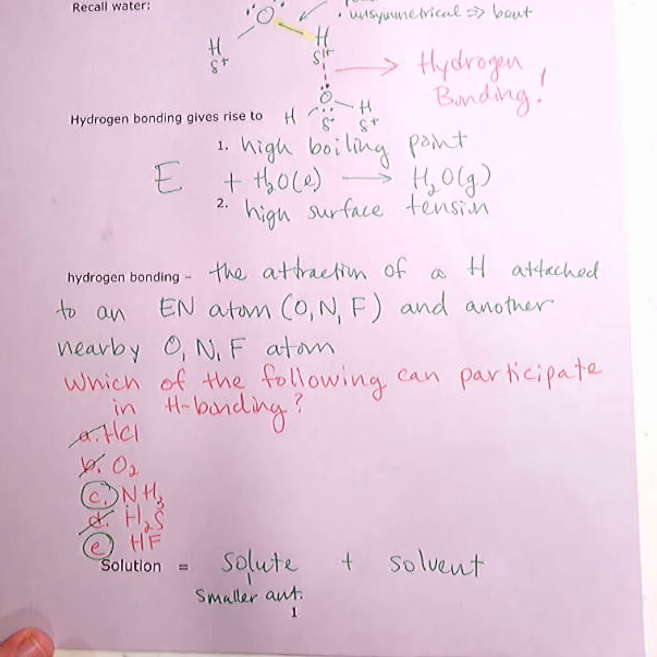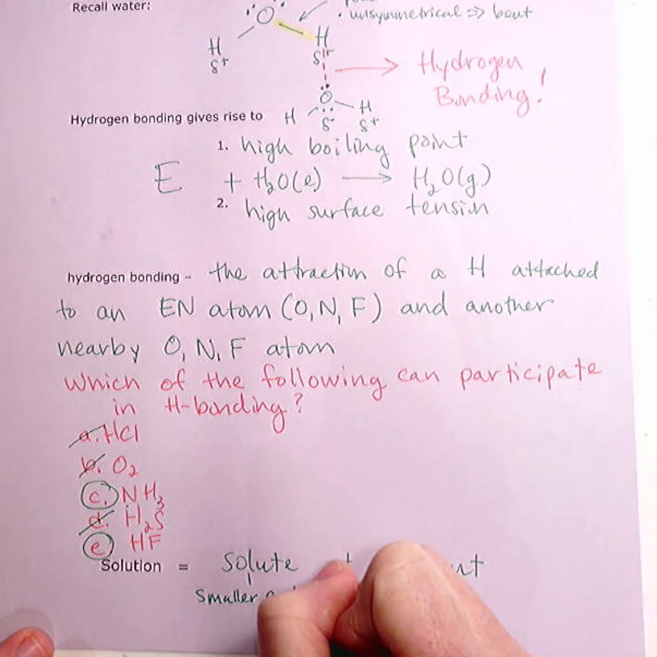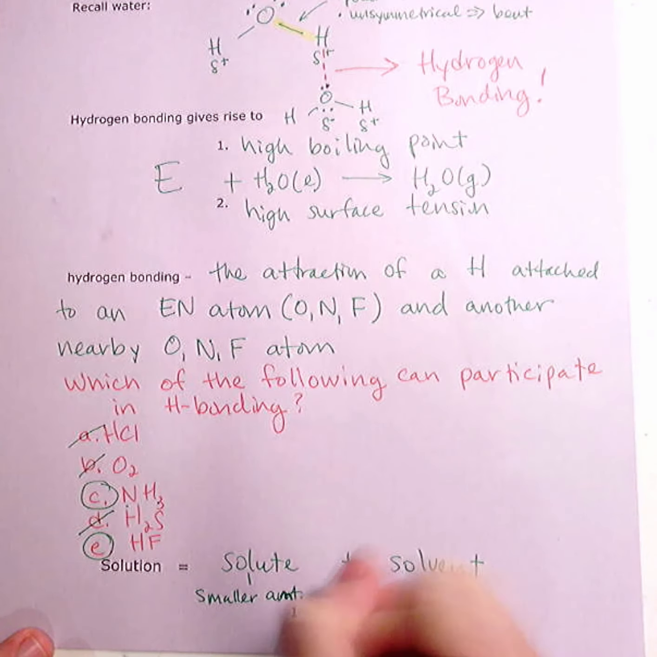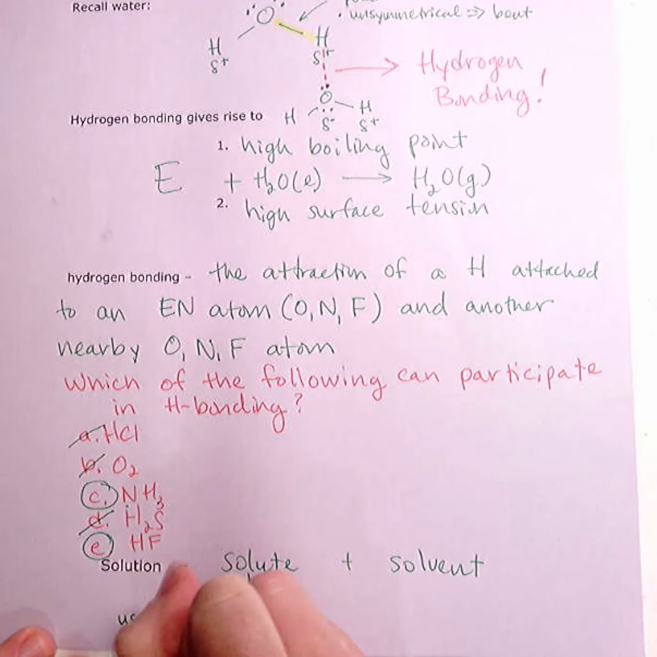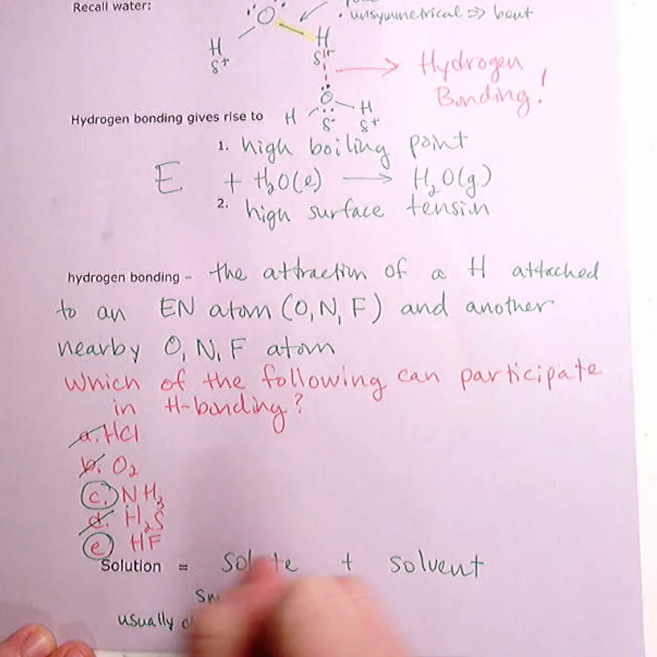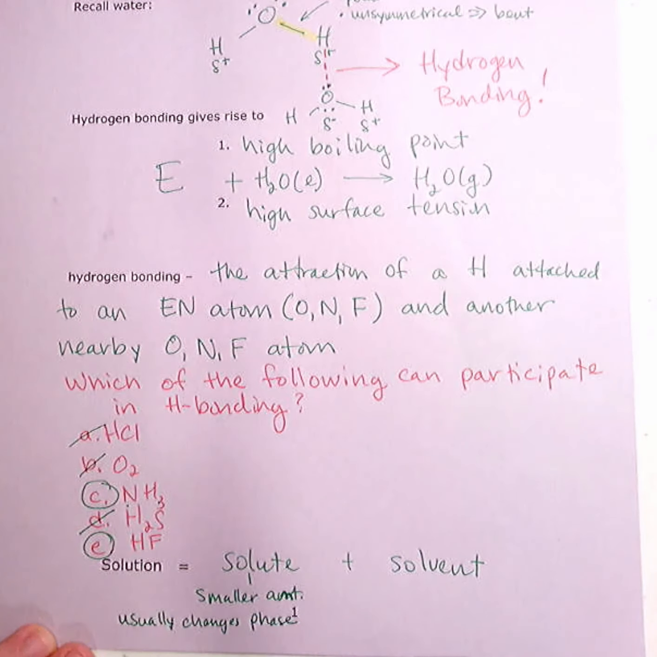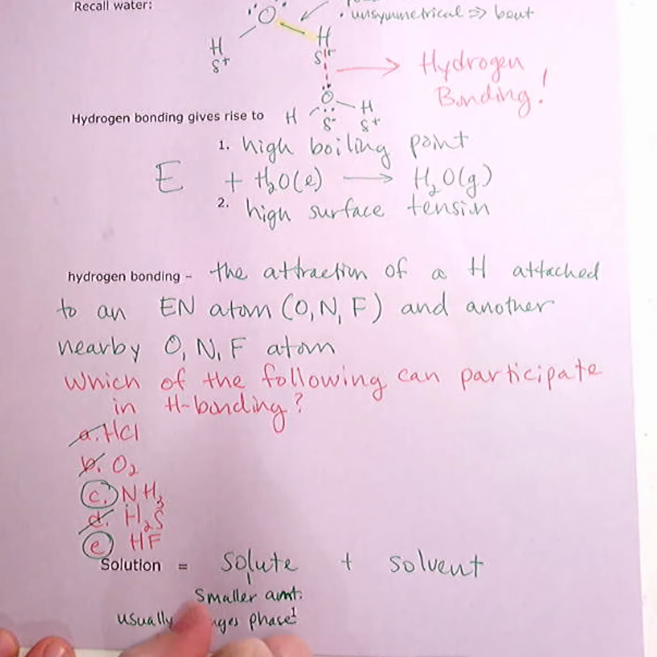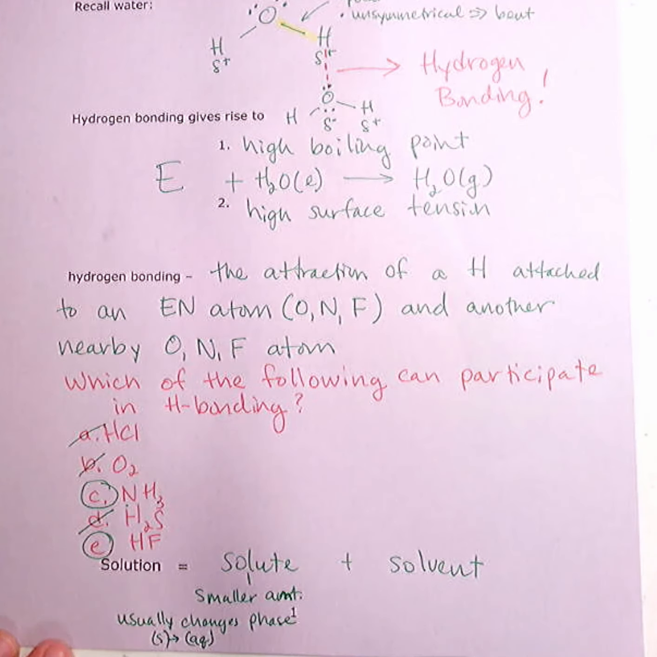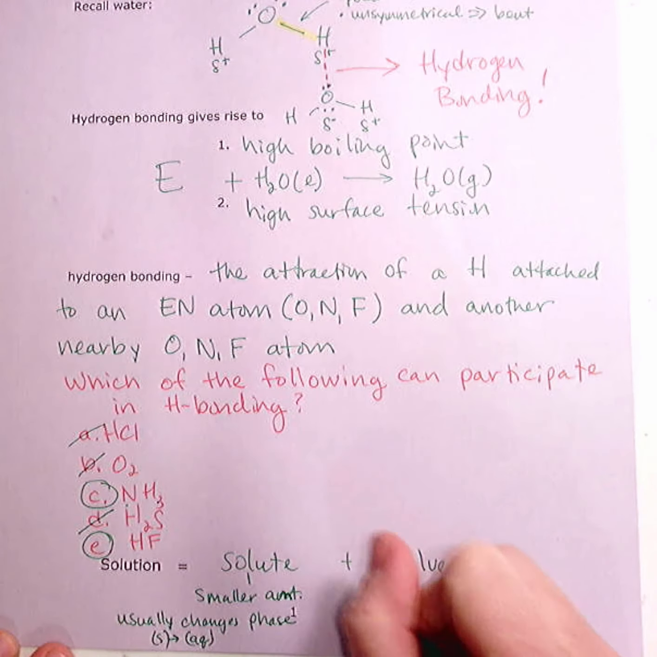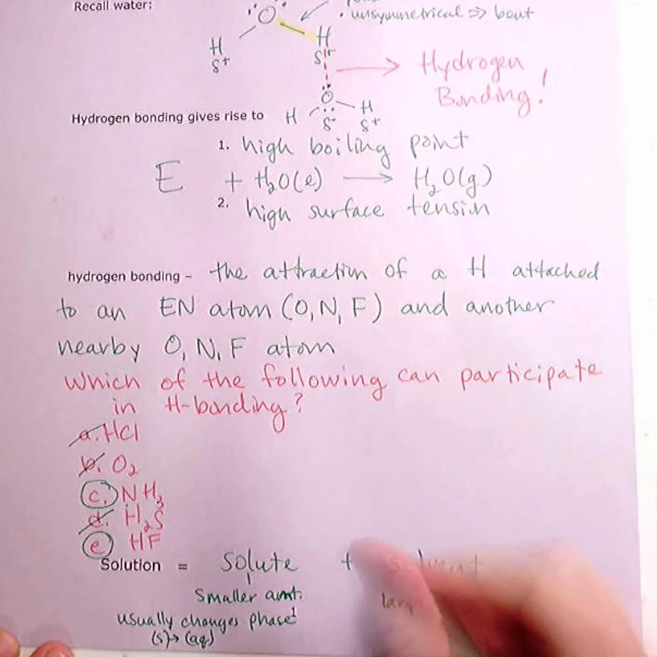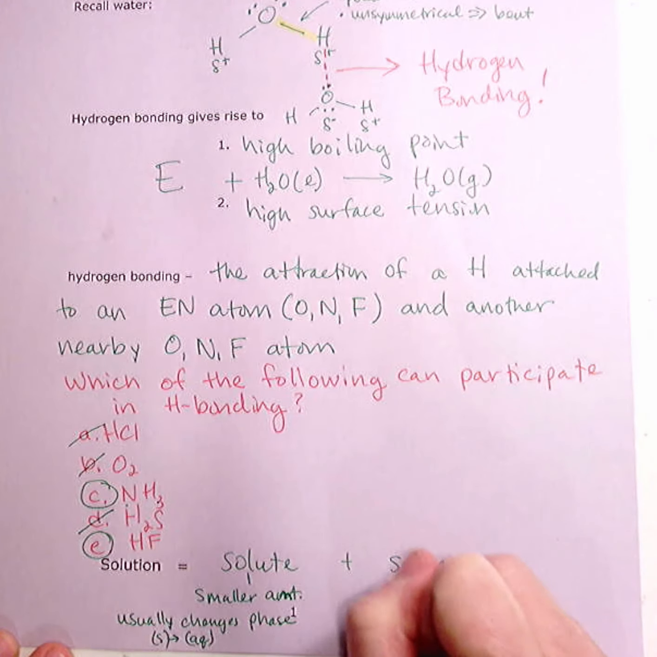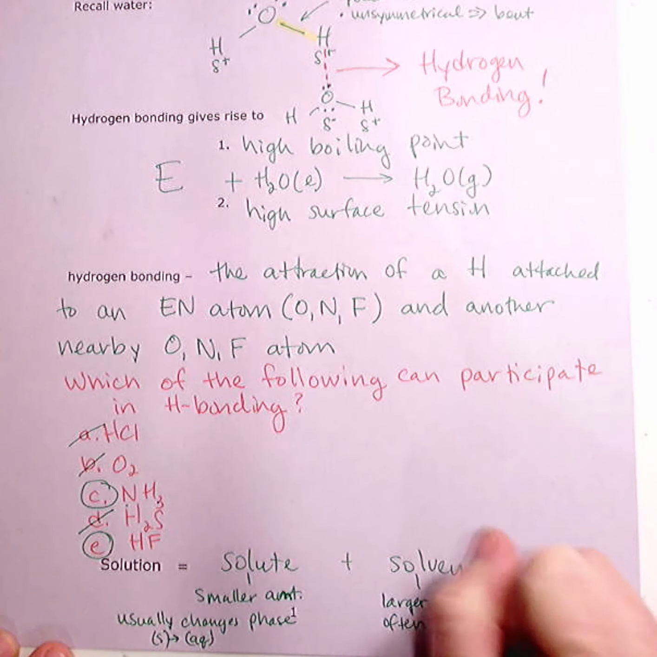It usually changes phase. It's supposed to be an M, abbreviation for amount. So it usually changes phase, I mean, it usually goes from solid to aqueous. That would be a phase change. The solvent is in the larger amount and often is water.